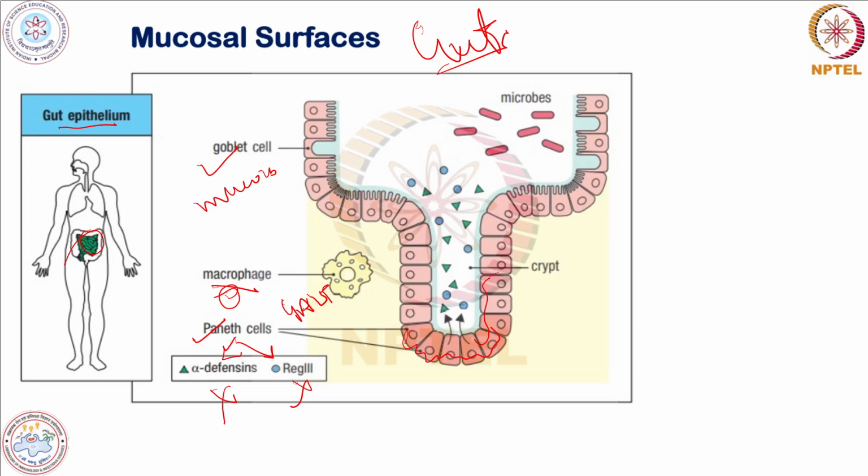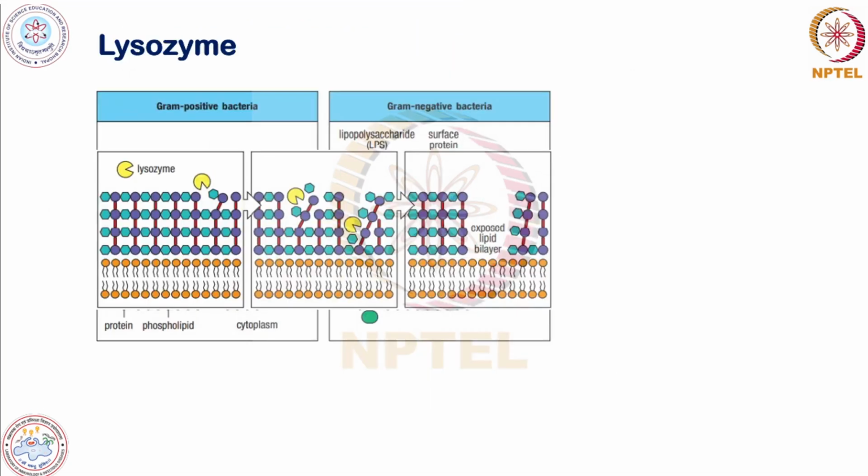So in this way, the gut also contains the mucosal surface that protects from the pathogen. The next defense part is lysozyme. This is an enzyme found in tears, saliva, mucus, and several other body fluids. It works by breaking down the bacterial cell wall of gram-positive bacteria and also gram-negative. This functions in both ways.